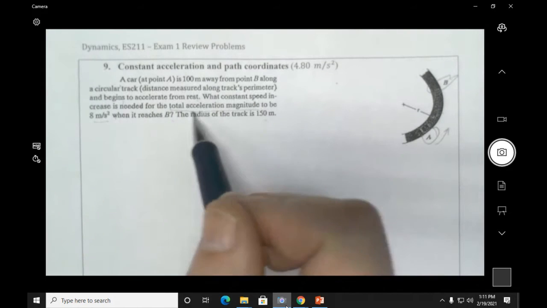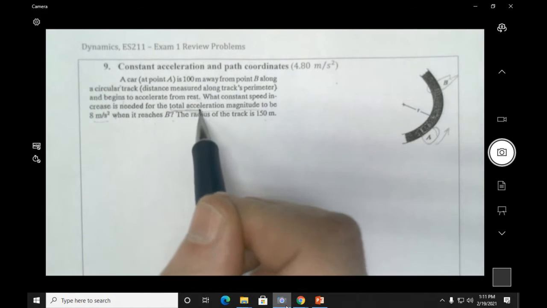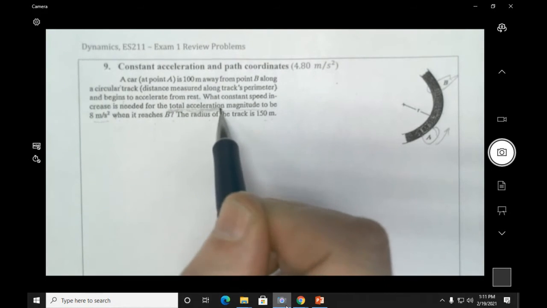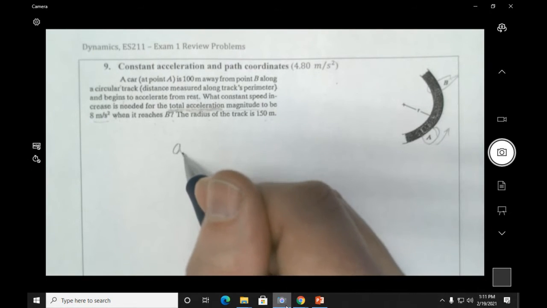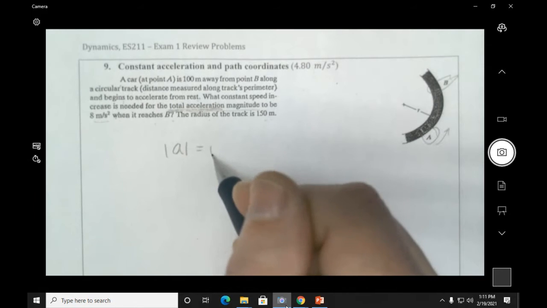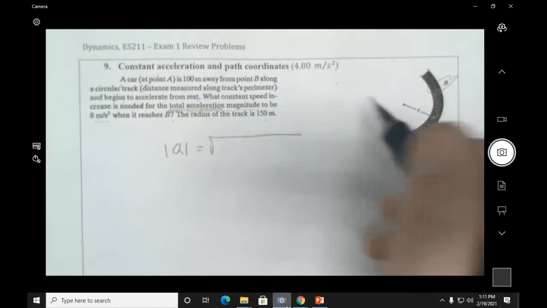So when we say the total acceleration, that should be something that jumps out at us. And maybe we want to think, well, what is the total acceleration? Well, that just means the magnitude of the acceleration.